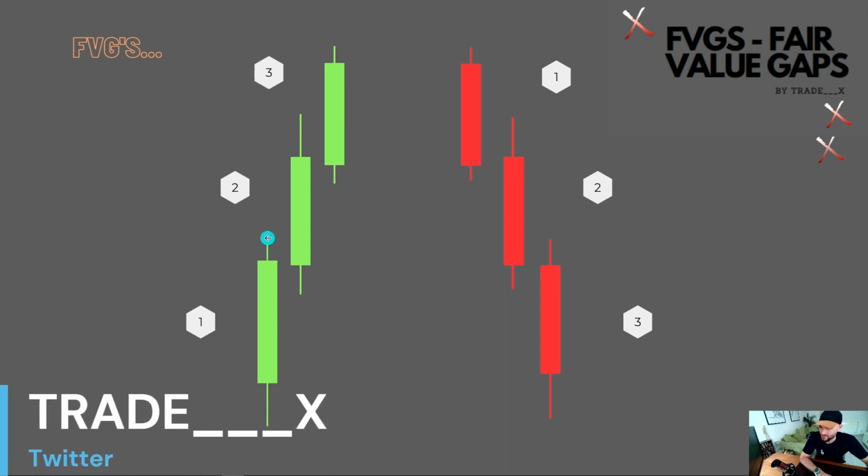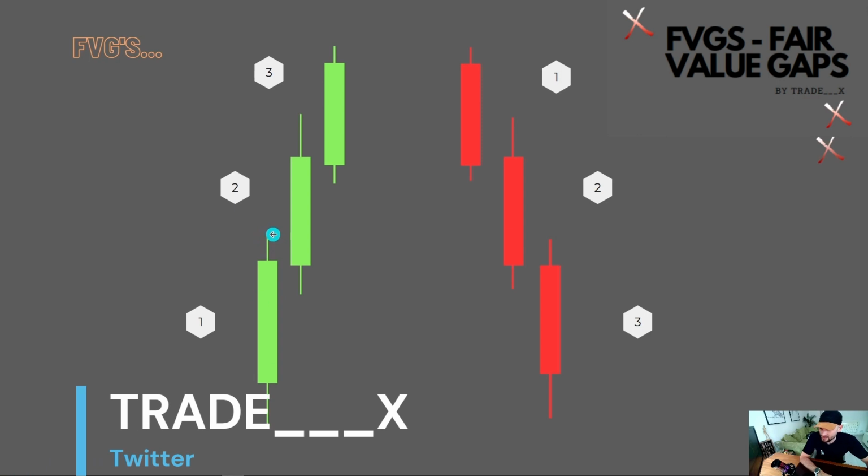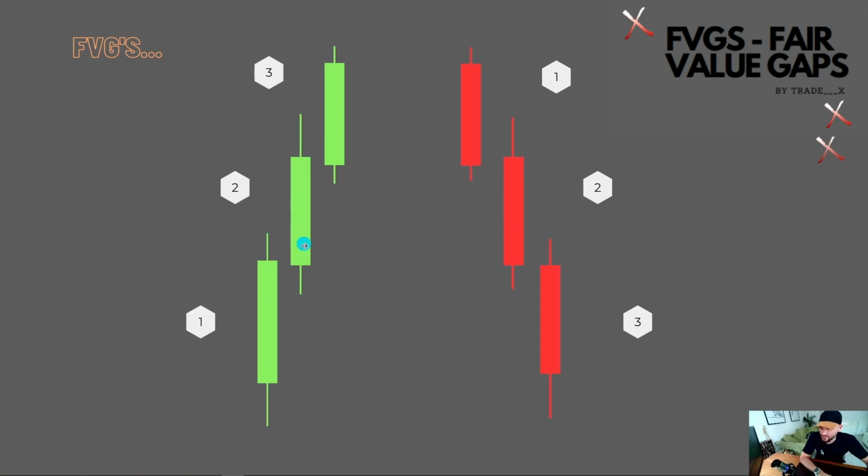Okay, you can see that this first candle's high is here. We then have the second candle, and then we're looking at the third candle, and we do not want this candle to overlap this candle here. This validates this as a fair value gap. Also known as a BISI, buy side imbalance, sell side inefficiency.